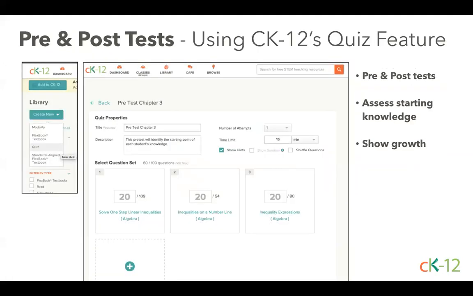Another thing you can do is create some quizzes as pre and post tests. And for these you can use CK-12's questions, or you can come up with your own questions. This is really great because it allows you to see the progress and shows the growth over time, and it allows you to figure out where they are starting from and how much work you will need to do as a teacher with them on these concepts.